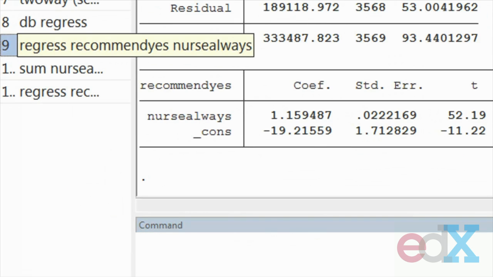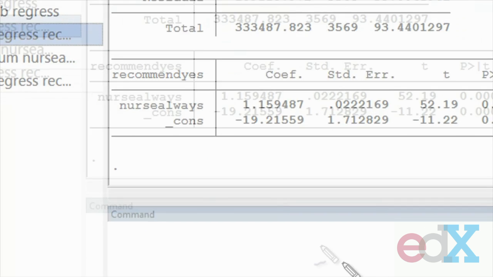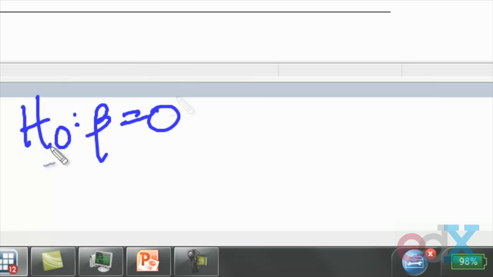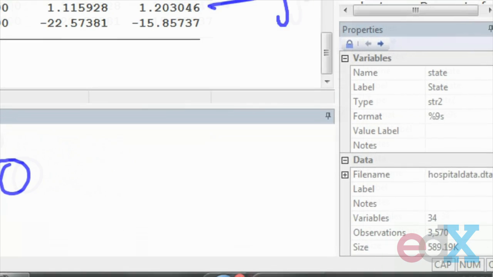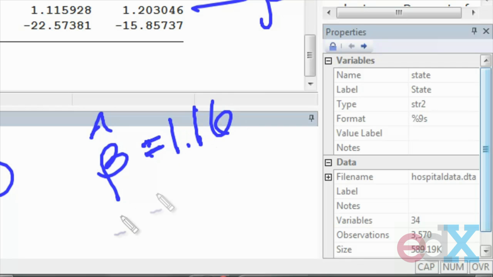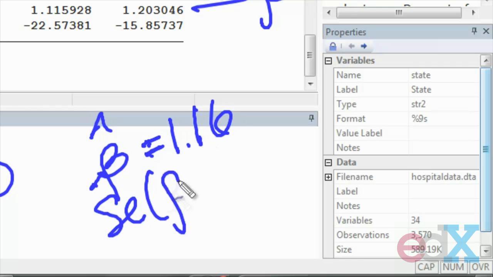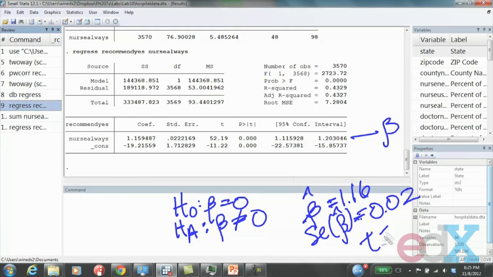All right, let's go back to our interpretation of this regression output. The next thing I want to do is test the hypothesis that beta is equal to 0 versus the alternative that beta is not equal to 0. And the way that I do that is I focus on this line right here that contains all of this information for beta. I find that beta hat is equal to 1.16, the estimated standard error of beta hat is equal to 0.02, which leads to a t-statistic of 52.19.